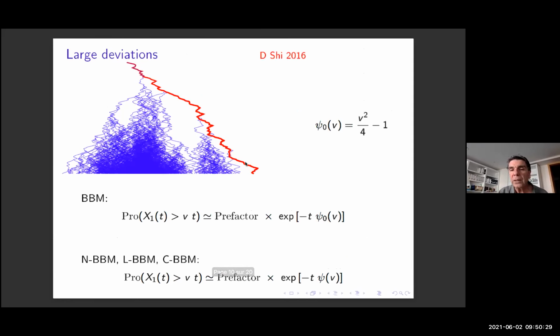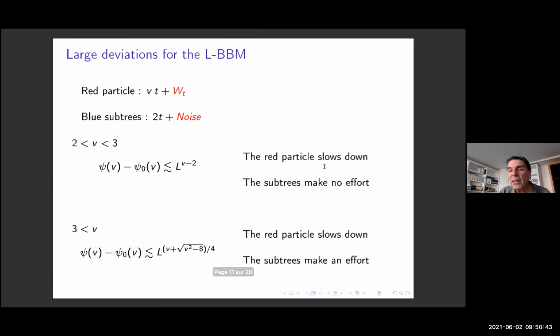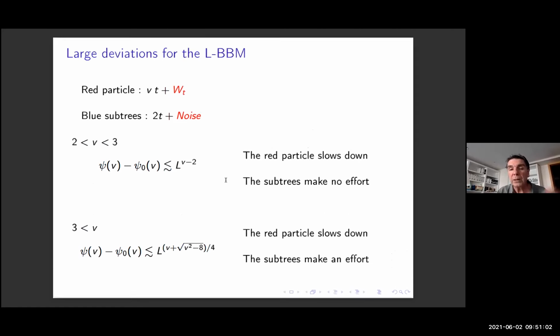red particle is erased? One thing is that just by fluctuations, this red particle made the fluctuations which was to the left, and then it was erased by the subtree. So the red particle slows down somewhere in its trajectory, but the subtrees do not do anything special. And the other range is when the red particle slows down, but the subtree makes an effort just to be ahead of the red particle to kill it. So this is the kind of formula that we get.